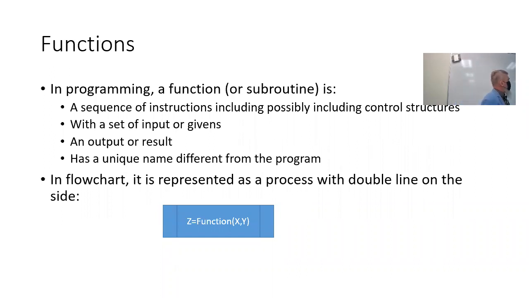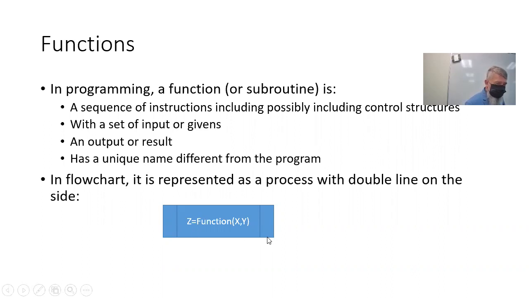Another name for a function is a subroutine, as is mentioned there, and it's going to have a sequence of instructions, maybe with some control structures. It says there includes possibly. Basically anything that you can put into a bunch of code can go into a subroutine. Typically, it's going to output a result. It doesn't have to, but usually it does. And we'll give it a unique name.